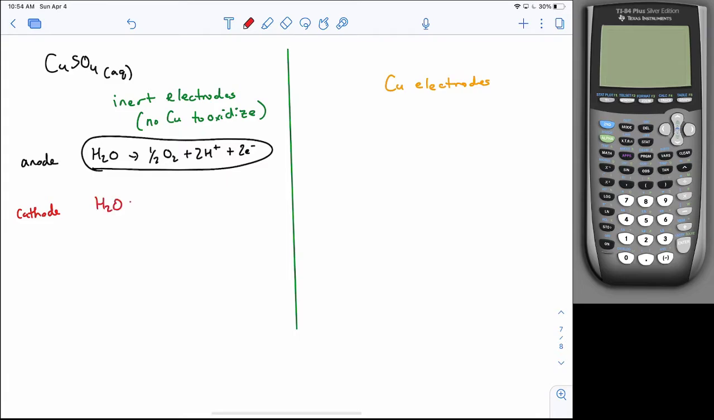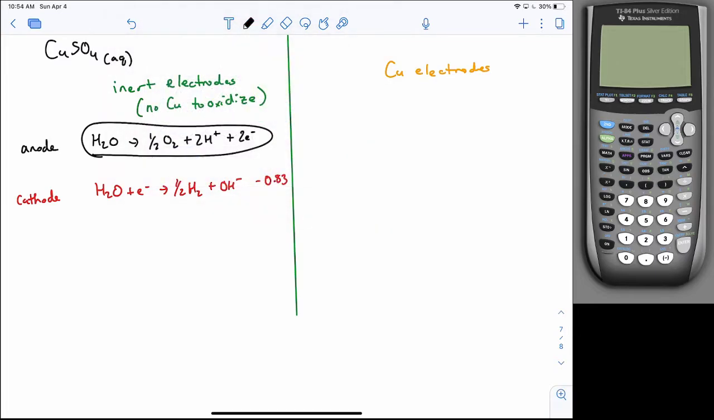Cathode. Here you do have a competing reaction because you can make H2 gas, which is negative 0.83. Or you might have copper's reduction, Cu2 plus 2 electrons yields copper. Make sure you're looking at the right copper because there are three different coppers in there. There's Cu2 plus to Cu plus, Cu2 plus to Cu, Cu plus to Cu. So it is Cu2 plus to Cu, which is 0.34.